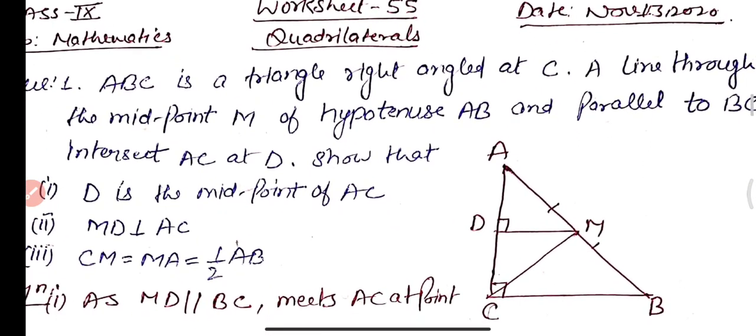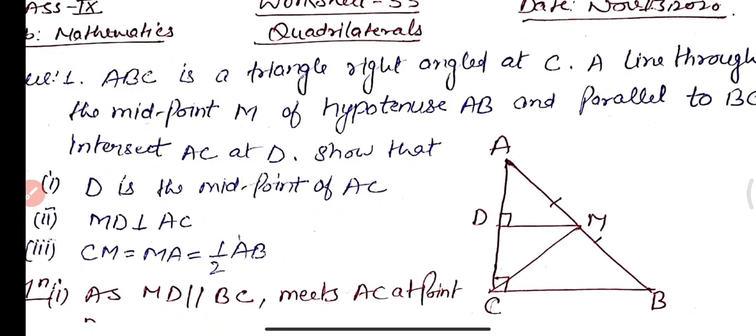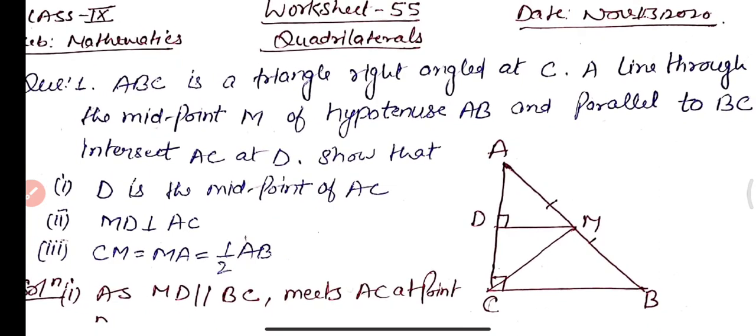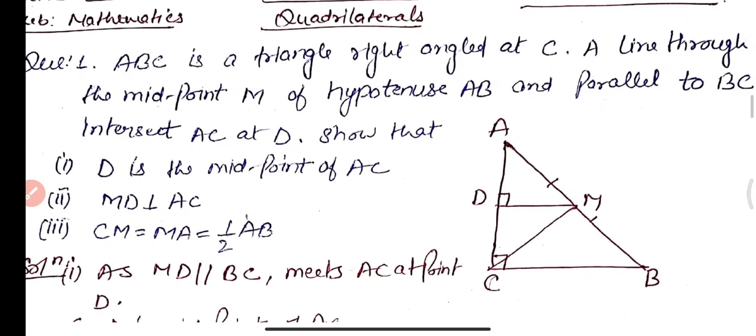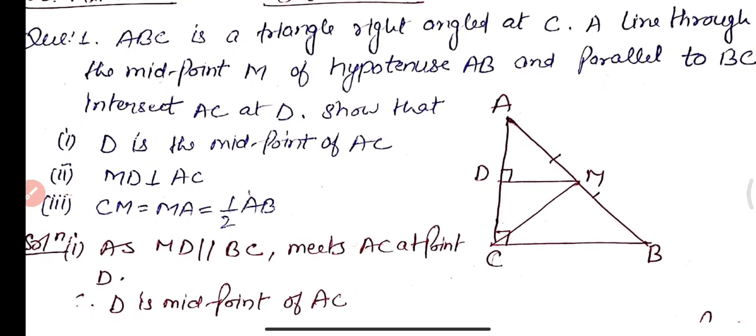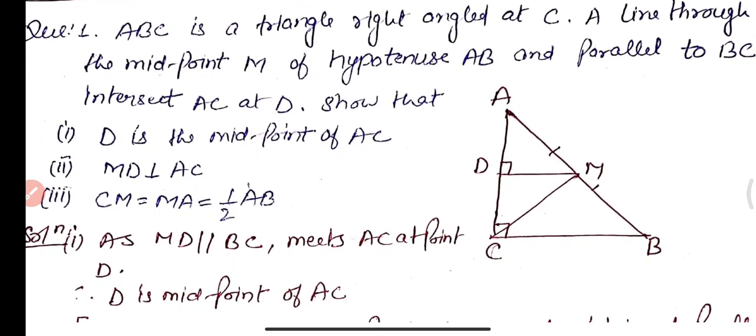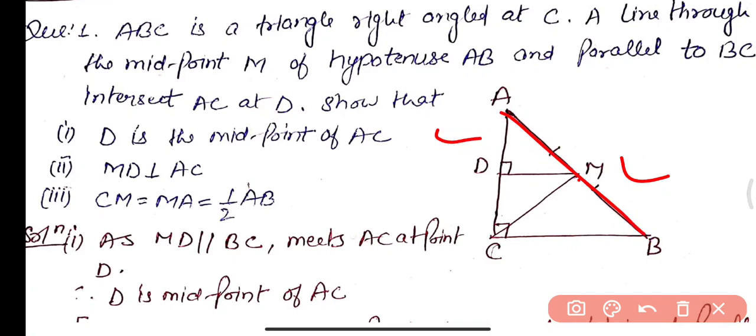In question number 1 we are given triangle ABC is right angled at C, and a line through the midpoint M of the hypotenuse AB and parallel to BC intersects AC at D. So you can see here we are given a triangle ABC where M is the midpoint of hypotenuse AB and a line is drawn through midpoint M parallel to BC that intersects AC at point D. So we are to prove that D is the midpoint of AC.